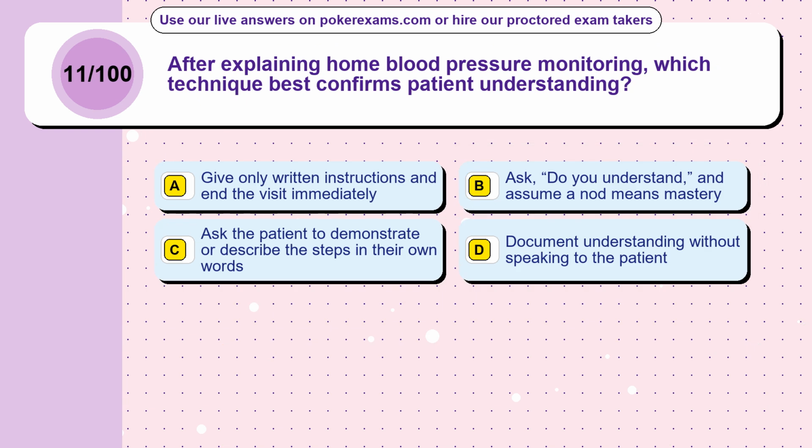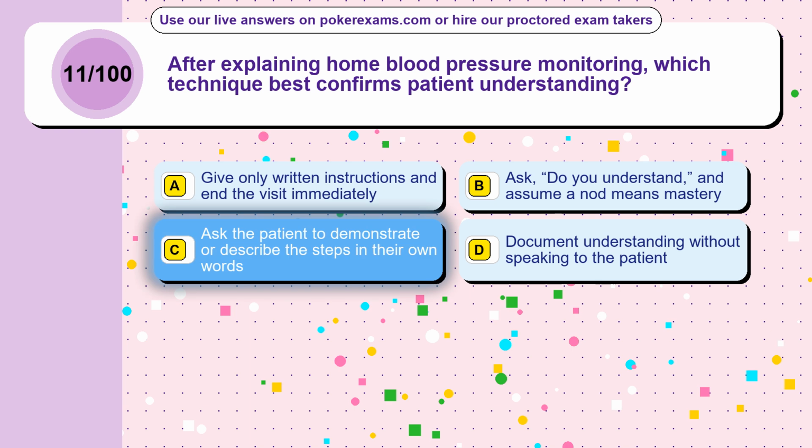Question 11. After explaining home blood pressure monitoring, which technique best confirms patient understanding? Option A. Give only written instructions and end the visit immediately. Option B. Ask, "Do you understand?" and assume a nod means mastery. Option C. Ask the patient to demonstrate or describe the steps in their own words. Option D. Document understanding without speaking to the patient. The correct answer is option C.